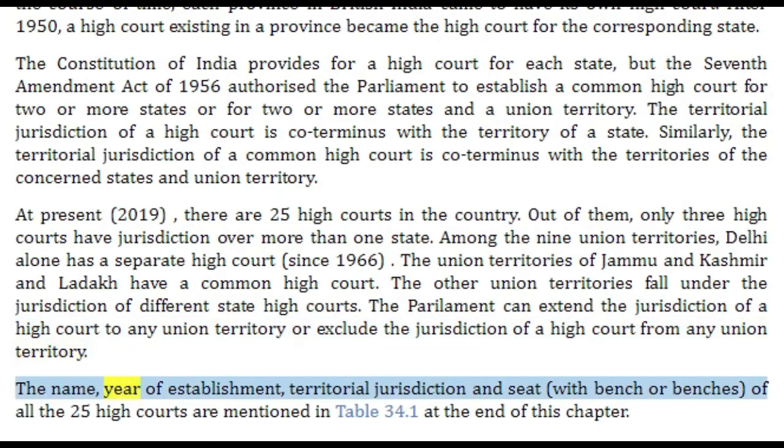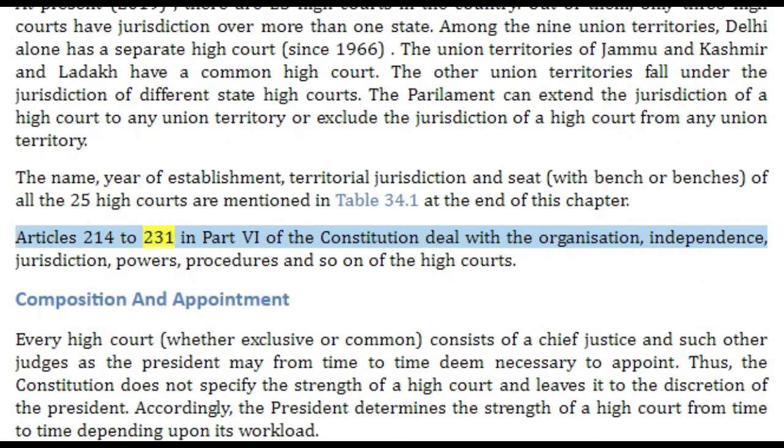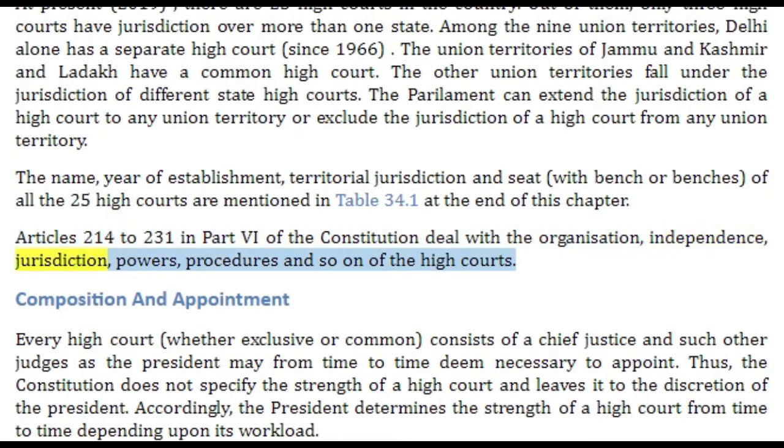The name, year of establishment, territorial jurisdiction, and seat, with bench or benches, of all the 25 High Courts are mentioned in Table 34.1 at the end of this chapter. Articles 214 to 231 in Part 6 of the Constitution deal with the organization, independence, jurisdiction, powers, procedures, and so on of the High Courts.